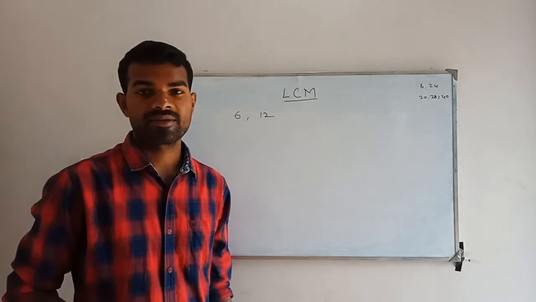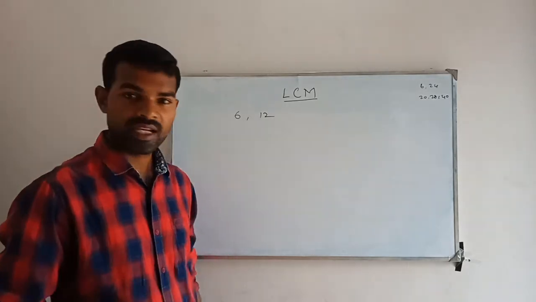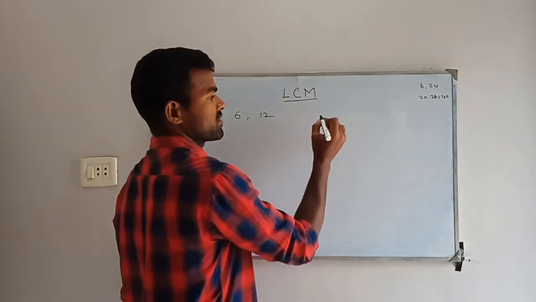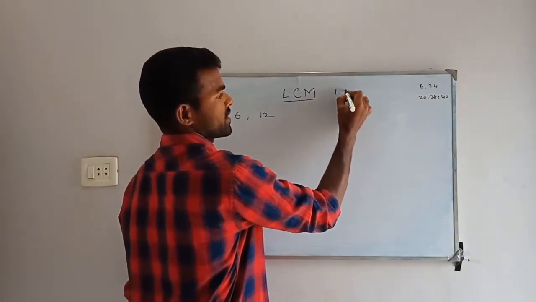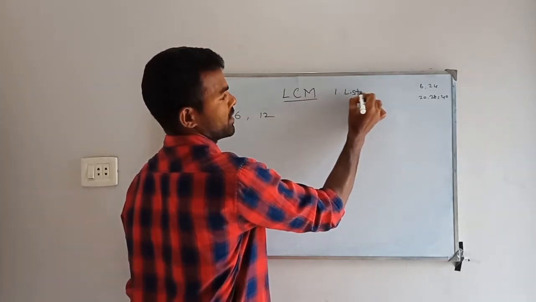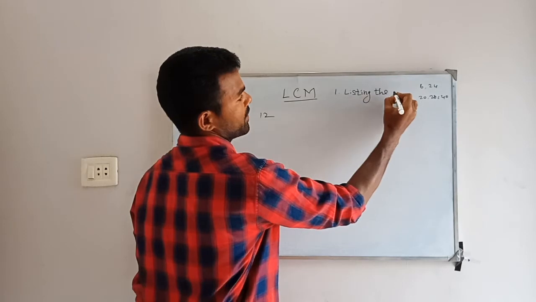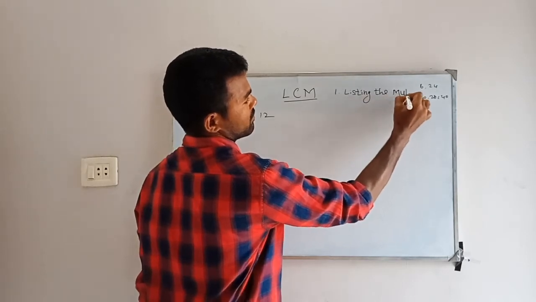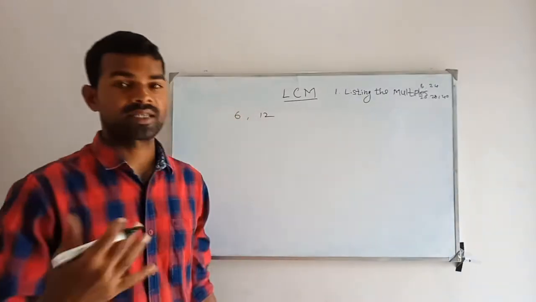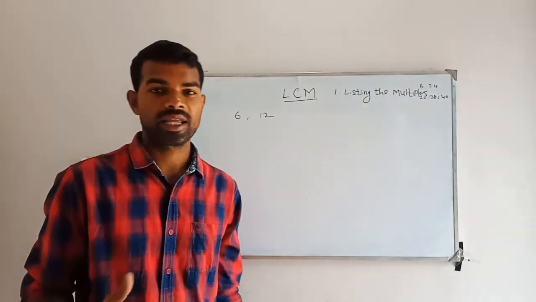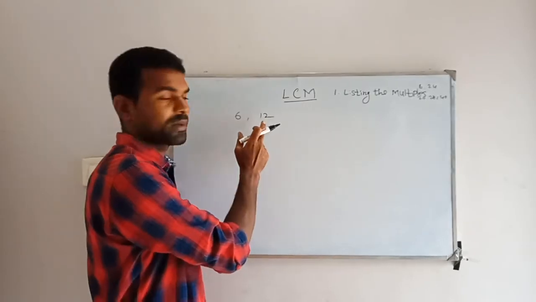We can find the LCM by three methods. First method, we are going to find out by listing the multiples. By listing the multiples, we know the table, no? We know the table 6 and we know the table 12.